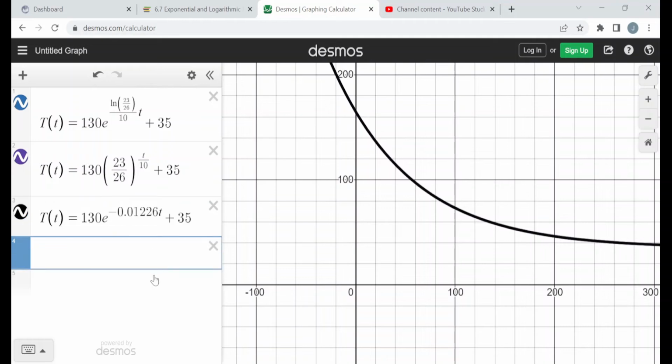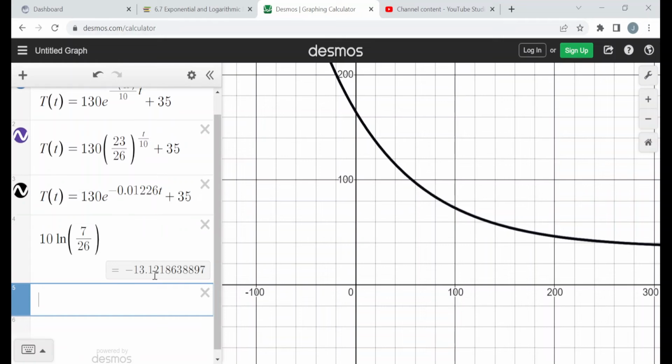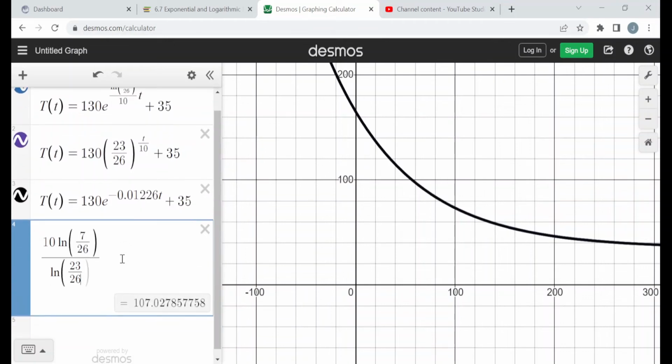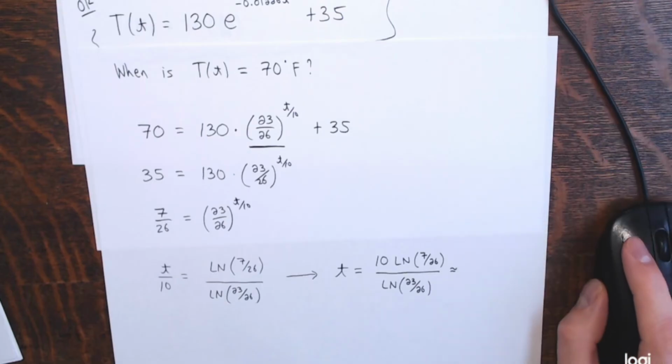So let's do it here on the fourth line. 10 times the natural log of 7/26ths, divided by the natural log of 23/26ths. So about 107 minutes. So like an hour 47 minutes. Right.